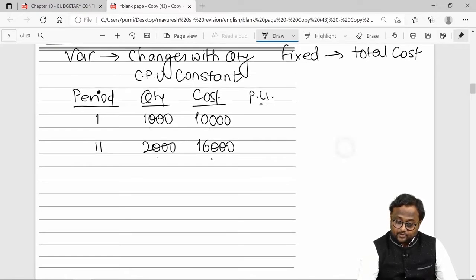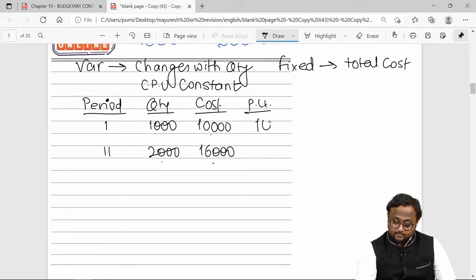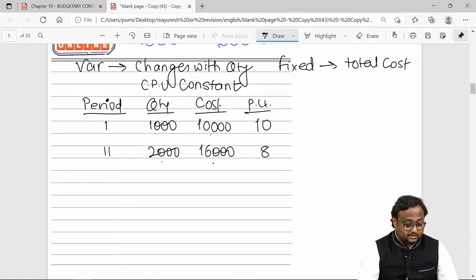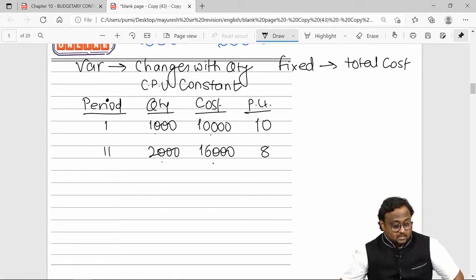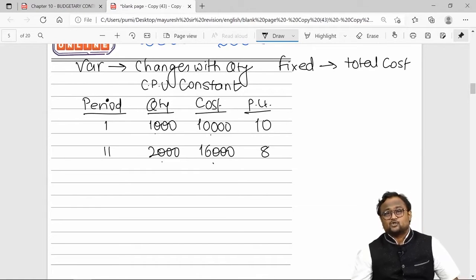So let me calculate per unit here. For 1000 units, the cost incurred is 10,000. That means cost per unit is 10. For 2000 units, cost is 16,000. That means cost per unit is 8. So I can see the change in the per unit structure. So per unit is not constant.